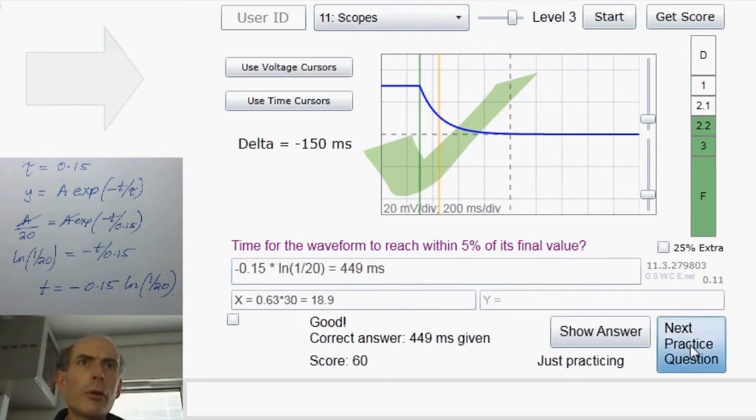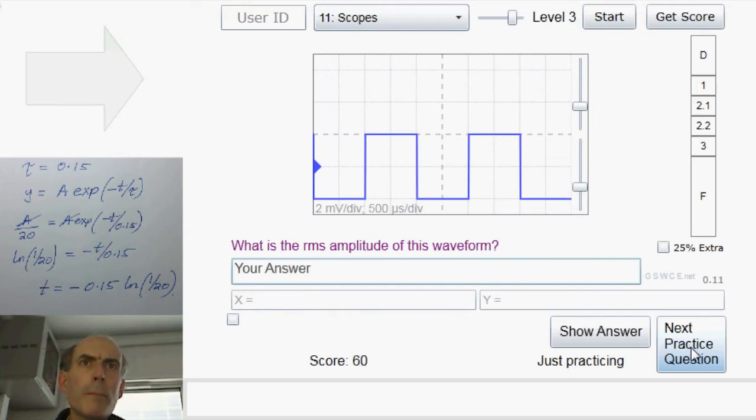I'll do a couple more. Try and find an interesting one. Oh, that's reasonably interesting. It's actually, I don't need a piece of paper. I can do that one in my head.